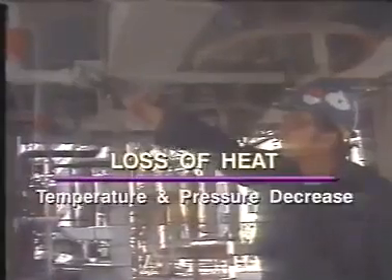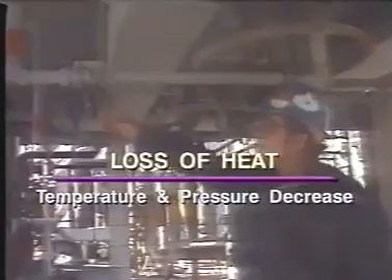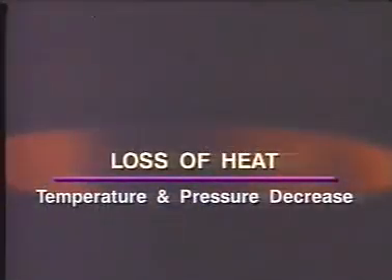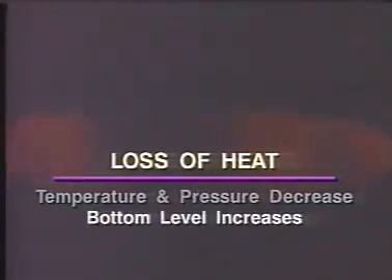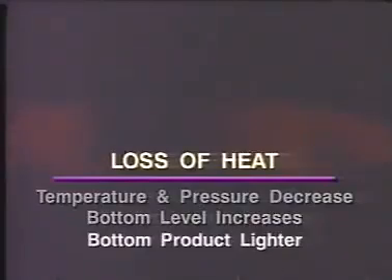When the heat supply for a column is cut off, temperature and pressure inside the tower will quickly start to decrease. Less heat means that fewer vapors will be formed, so the liquid level in the bottom of the column will increase, and the bottom product gets lighter. Instruments and/or alarms will usually identify which piece of equipment has malfunctioned.